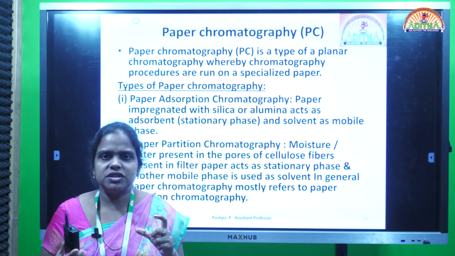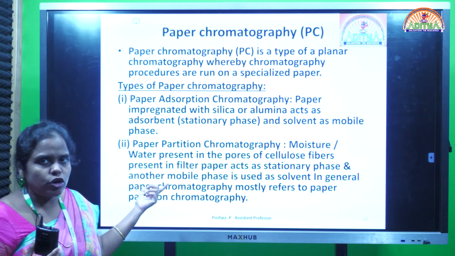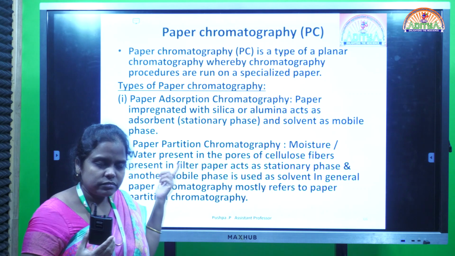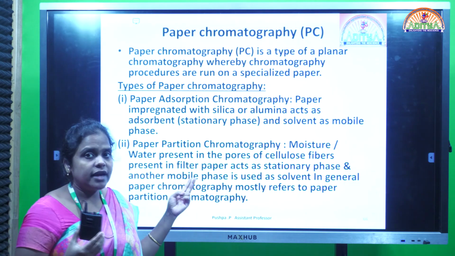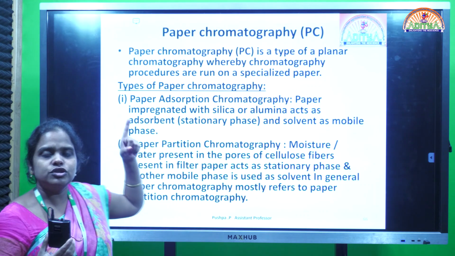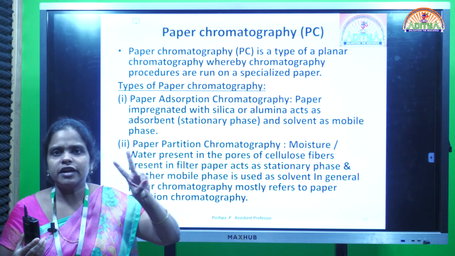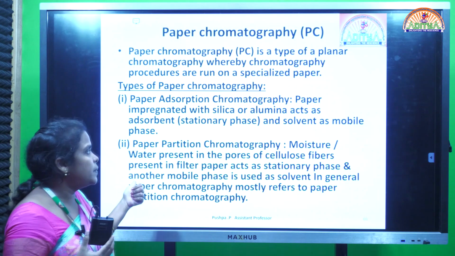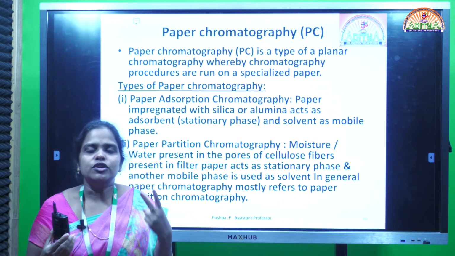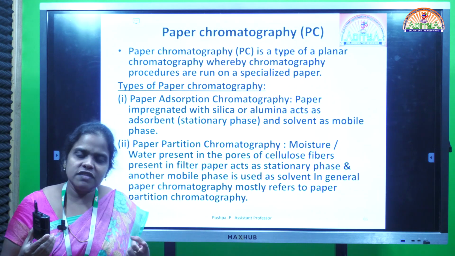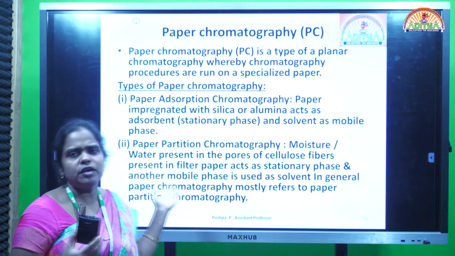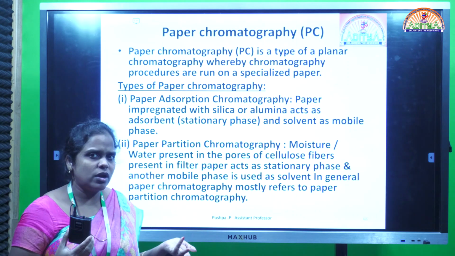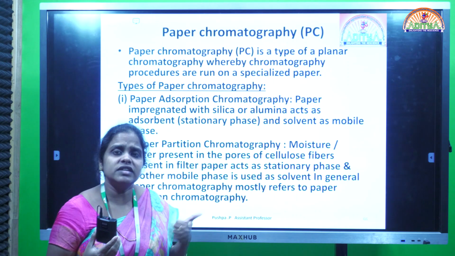So based on this partition coefficient, paper partition chromatography will undergo separation of the samples. Here, in adsorption we used to take a solid stationary phase and a liquid mobile phase, whereas in paper partition chromatography we used to take a liquid stationary phase and a liquid mobile phase. But how? Here we are using paper. Paper is solid only. How will it be a liquid stationary phase?